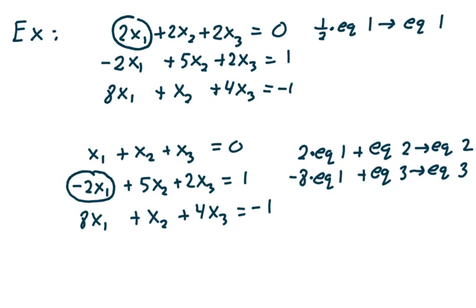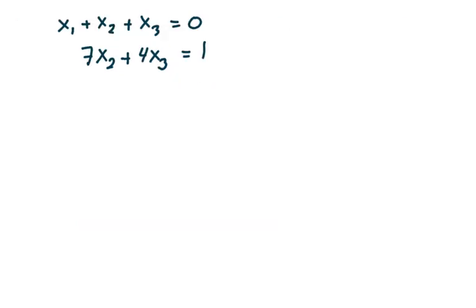Now, let's take a look at the third equation. I'm going to take negative 8x2 plus x2 to get negative 7x2. And then I'm going to take negative 8x3 plus 4x3 to get negative 4x3. And then I get negative 1 on the other side. Okay? So over here, I get negative 7x2 minus 4x3 equals negative 1.